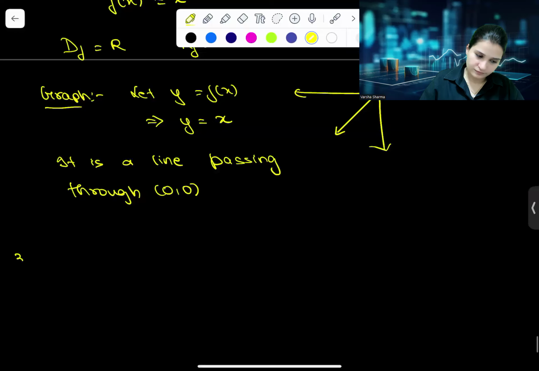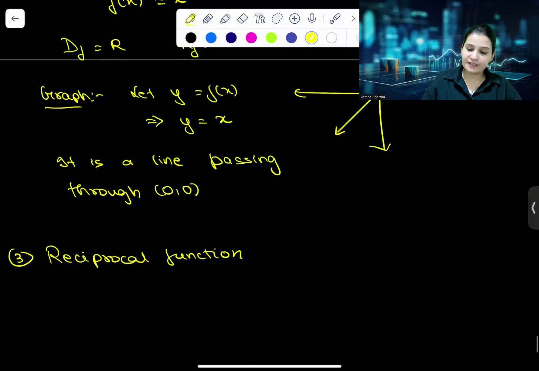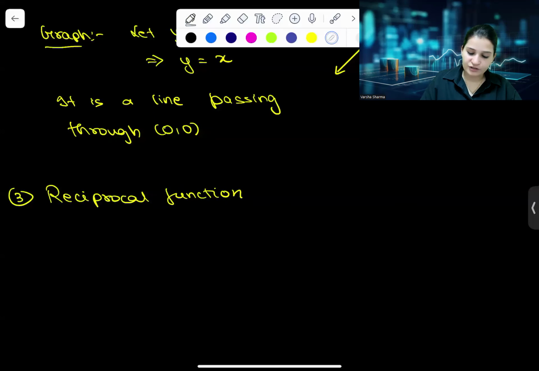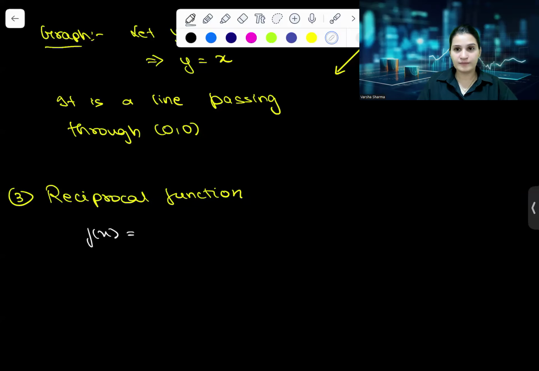Third, reciprocal function. The word gives it away. What will be the reciprocal function? F of x will be 1 by x. Reciprocal. So f of 2 is 1 by 2. F of 3 is 1 by 3. Whatever I put, I'm going to get the reciprocal answer.